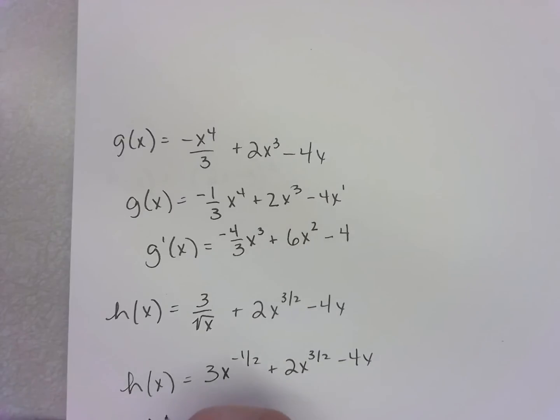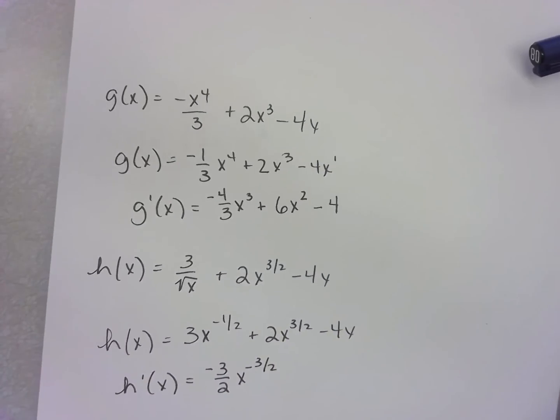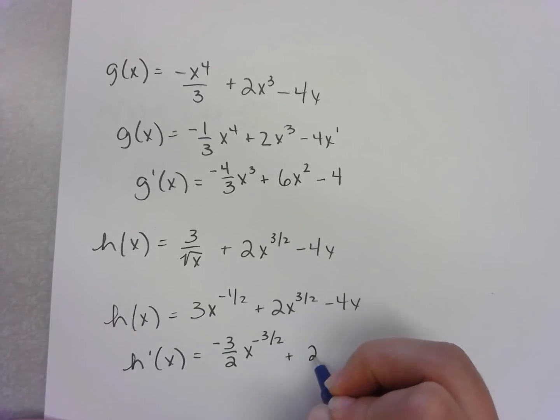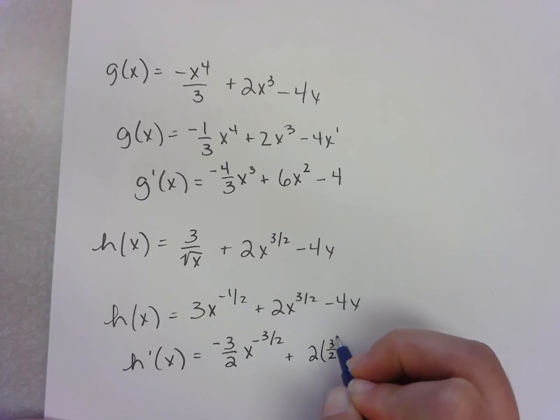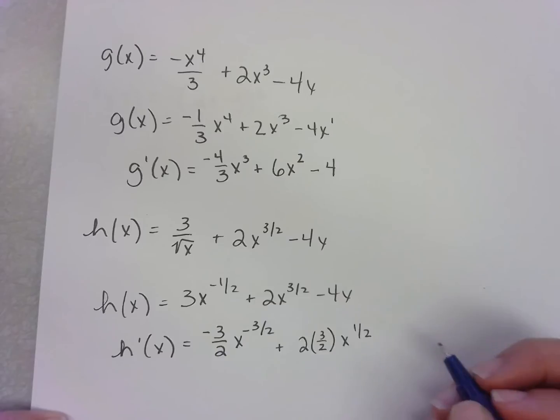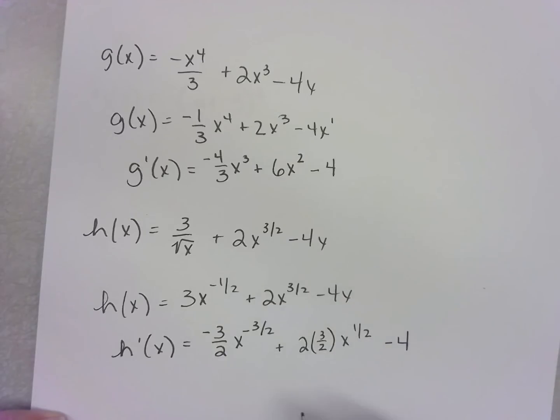Now I'm ready to do h prime of x, which will be 3 times negative a half as my first thing, so I get negative 3 halves, x to the minus 3 halves, because negative 1 half minus another 1 is negative 3 halves. Then I'm going to have plus 2 times 3 halves, x to the 1 half, and then minus 4 is my last thing.